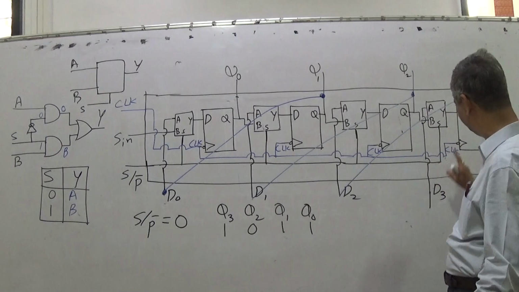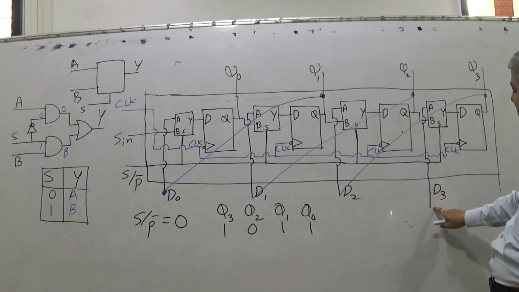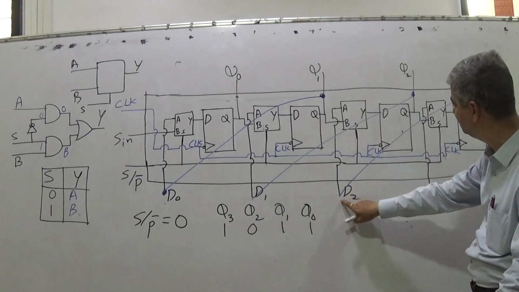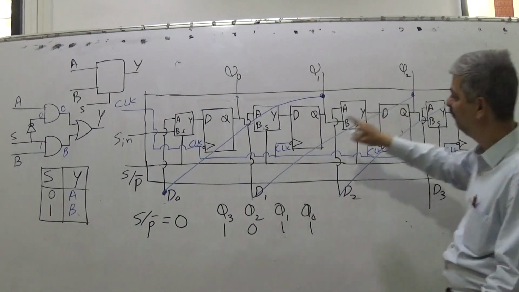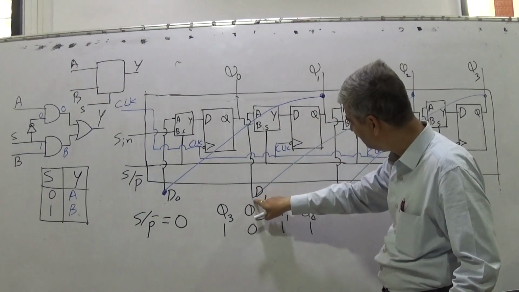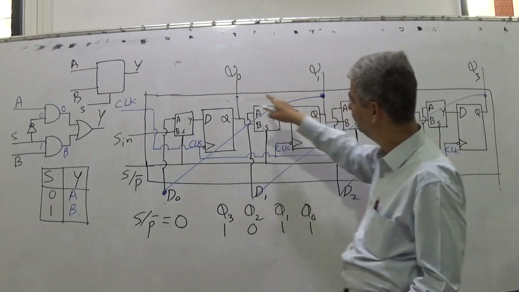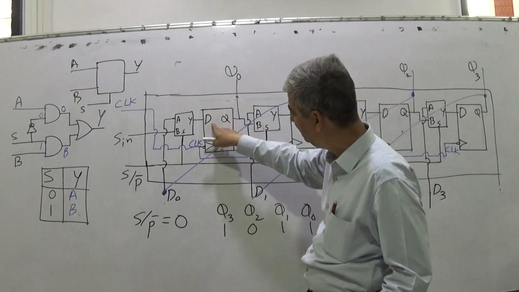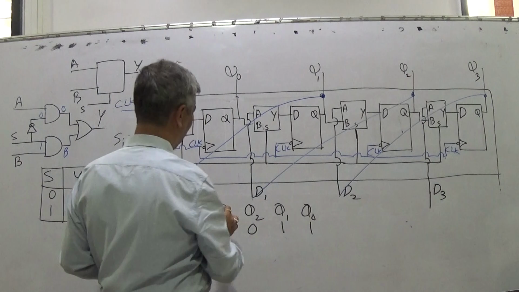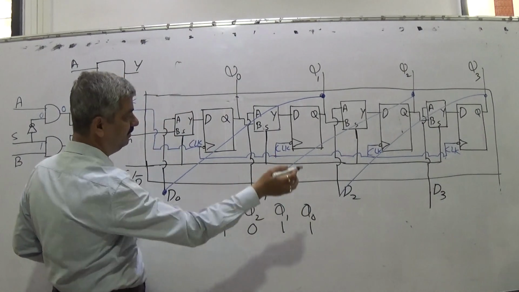So what is at this D? This is D3. What is at this D is D2, but what is this D2? It is old Q3. What is at this D? This D1. What is this D1? Old Q2. What is at this D? This D0 is equal to Q1. So what will happen? What will come at Q3?